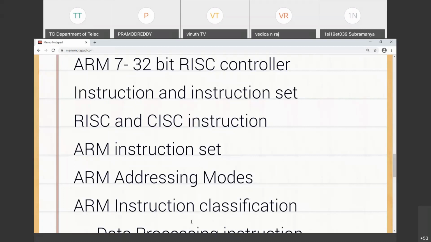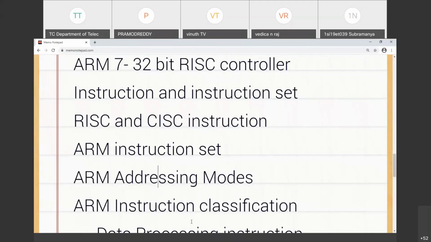What are the different addressing modes? I will just name a few. Let's say register direct addressing mode, direct addressing mode, immediate addressing mode, register indirect addressing mode, register indirect with offset addressing mode, register indirect pre-incrementing mode, register indirect post-increment addressing mode, register indexed addressing mode. Likewise, I will list all and we will see how these addressing modes help us to write a program in a simpler fashion.